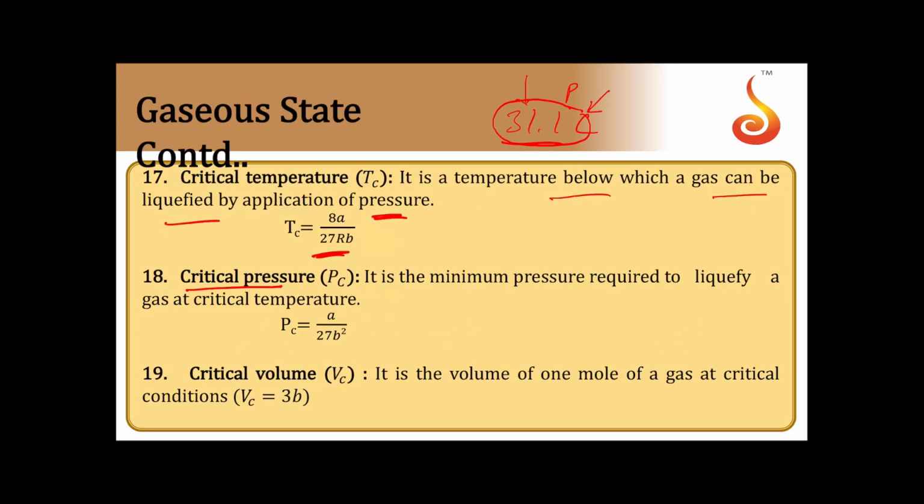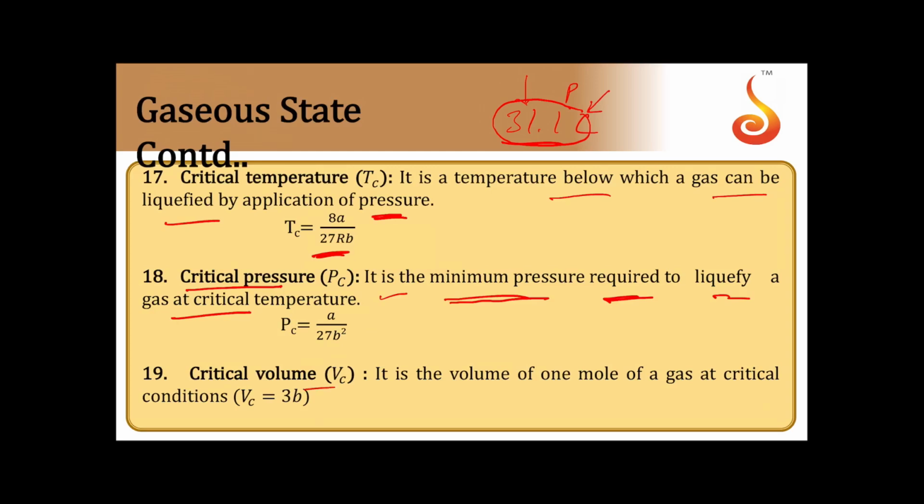Then comes critical pressure, that is the minimum pressure required to liquefy a gas at critical temperature. In the case of carbon dioxide gas, at 31.1 degrees Celsius, we need to apply a certain amount of pressure. You can apply even more pressure than that value also, but the minimum pressure that must be applied at critical temperature is called critical pressure, and that is given by Pc = a/27b².